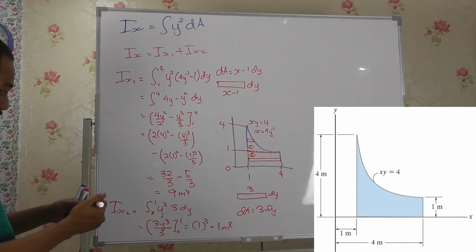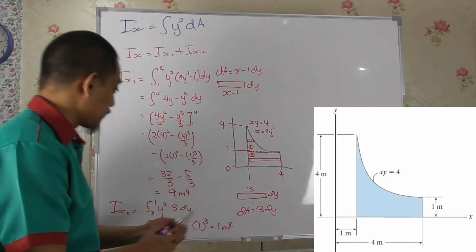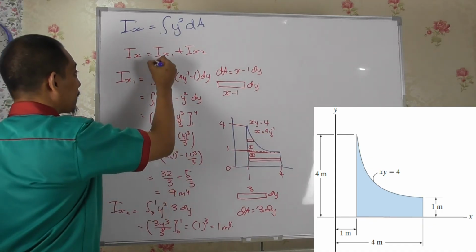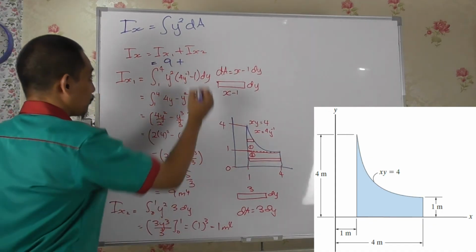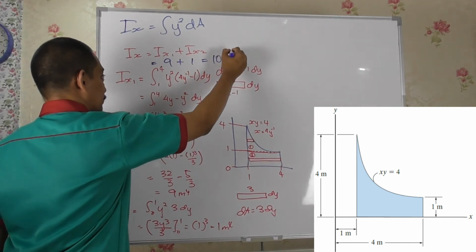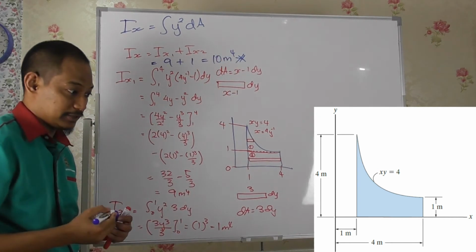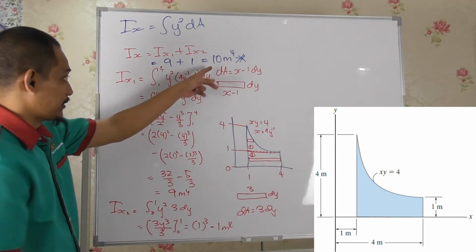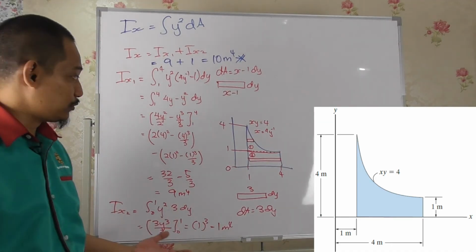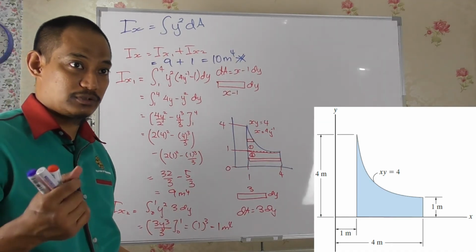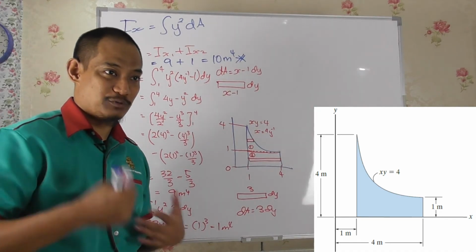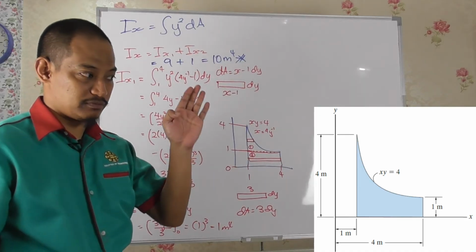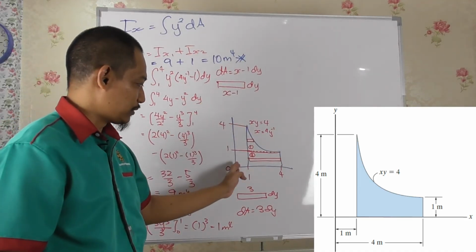So we have individually area 1 and 2. You can plug in here. Ix1 is 9 plus Ix2 is 1. You get 10 meter to the power 4, which should be the same as the answer in part A that we have done earlier in this question. So you can double check. You can still solve using whatever element that you want, but you have to know how to do it. Just now in part A we solved it because the question says using vertical element. You know how to do from the beginning until the end.